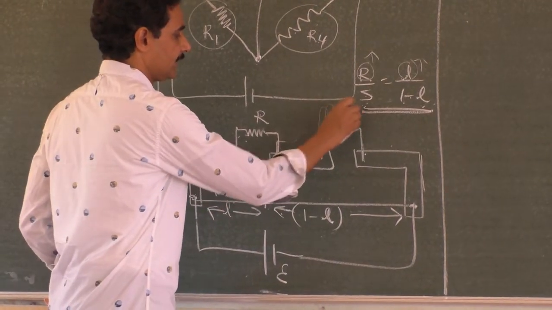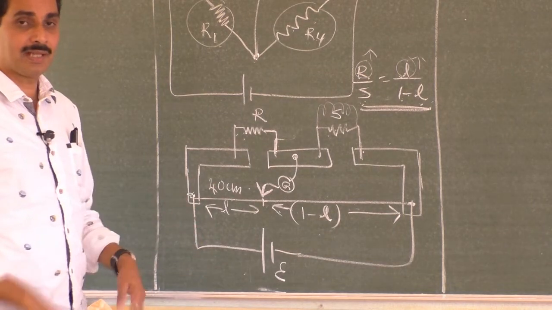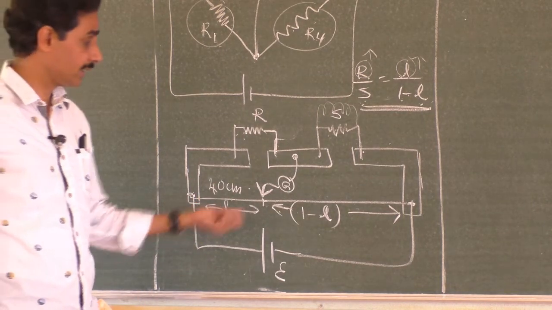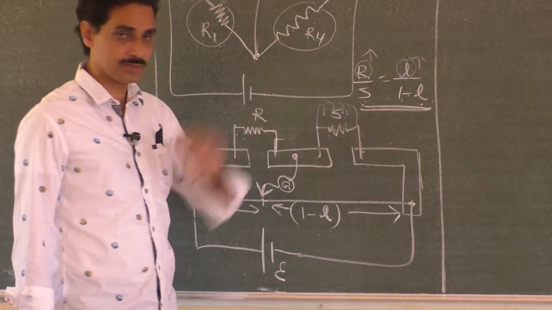Suppose a parallel resistance is connected. A coil is connected in parallel with the resistance on the right gap. When the balancing length changes by 10 centimeter, original balancing length is 40. So what will you take? 40 plus 10 or 40 minus 10? A coil of certain resistance is connected in parallel with the resistance on the right gap.